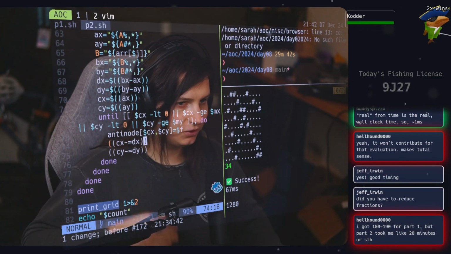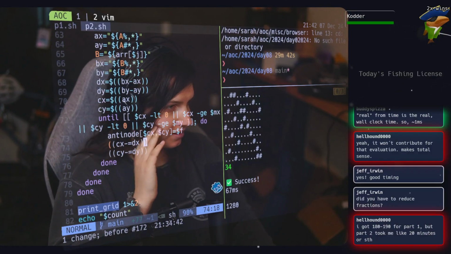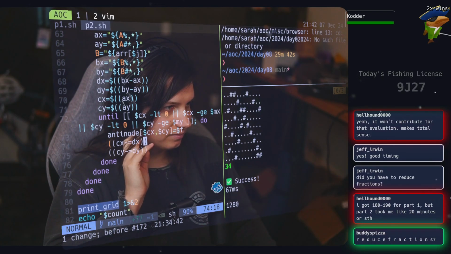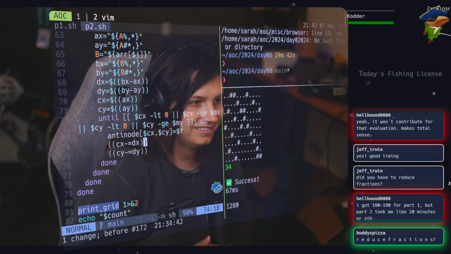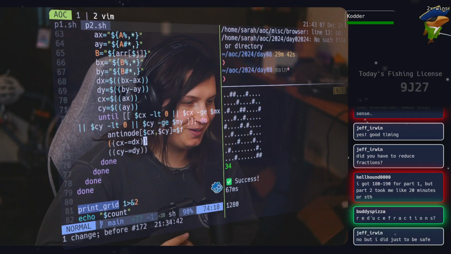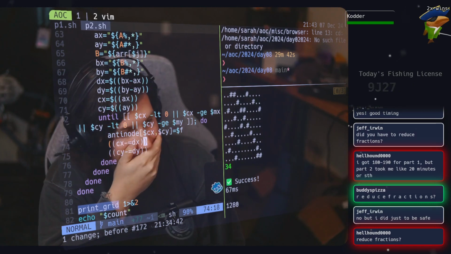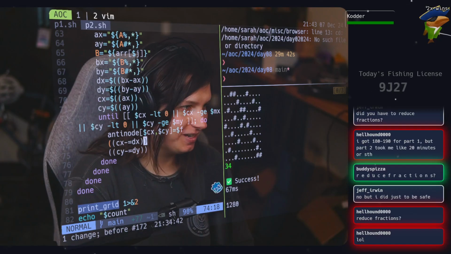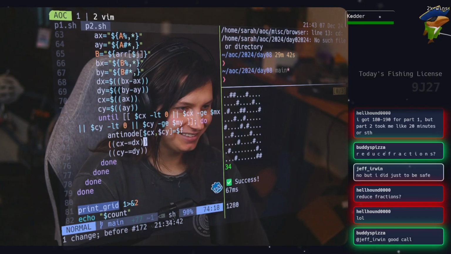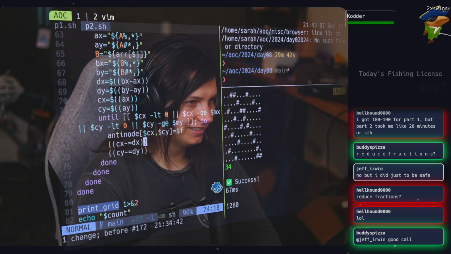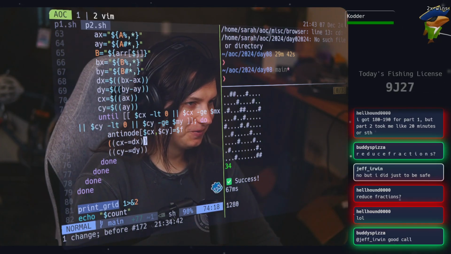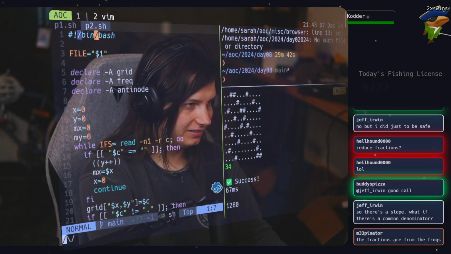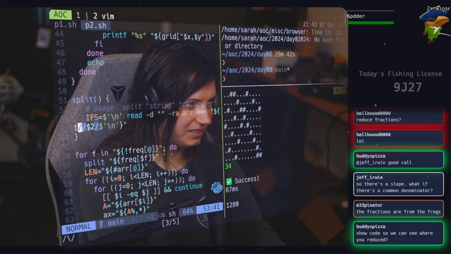Did I have to reduce fractions? No? Did you have to reduce fractions? No, but I did just be insane. What do you mean? What do you have to reduce fractions for? Where do you get fractions? Good call. You shouldn't have fractions in this problem. There's no fractions. At no point are we doing division. I don't have a single division in here.